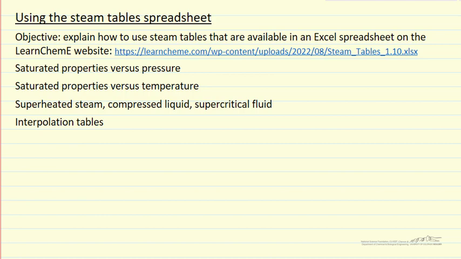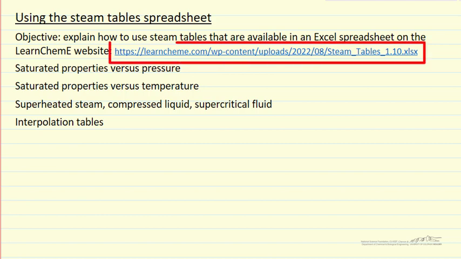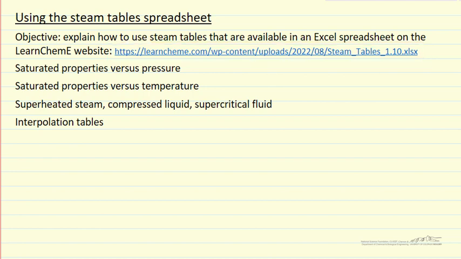I'm going to briefly describe the spreadsheet we've created that contains complete steam tables. I've indicated here the website location, and it contains 3 worksheets. One shows the saturated properties of water versus pressure, and one shows the saturated properties versus temperature. And then the third one contains properties of superheated steam, compressed liquid, and supercritical fluid all in one worksheet.